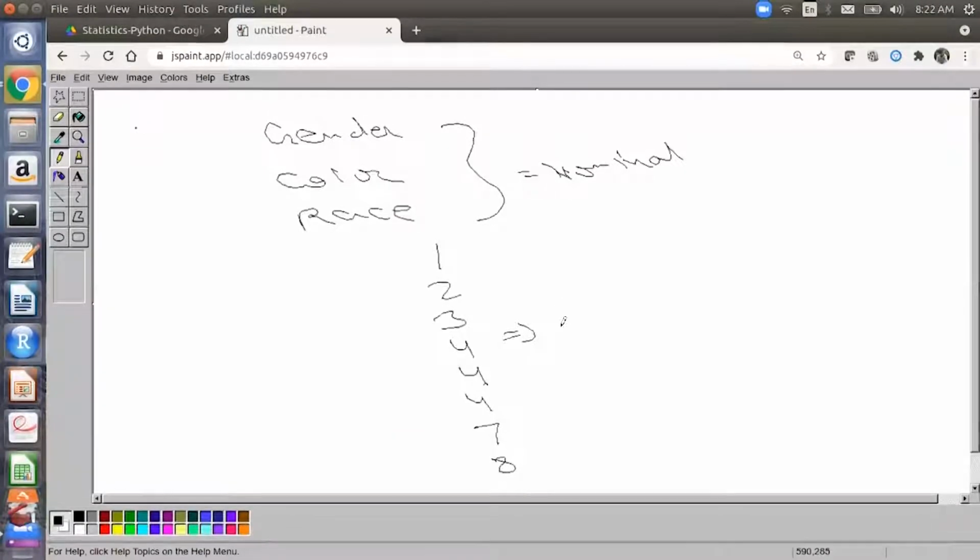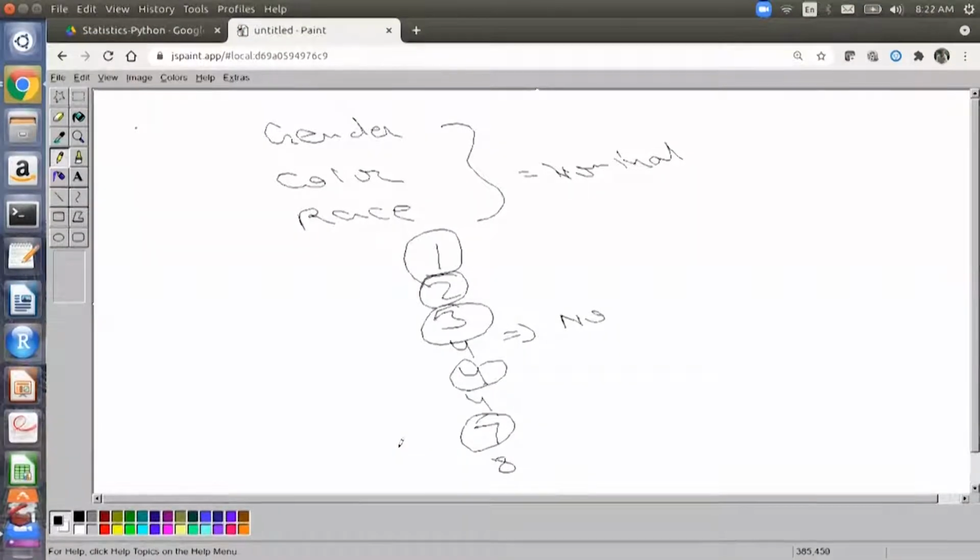Arithmetic operations? No. Correct? We cannot do them. But they carry certain numerical information. We know 1 is better than 2. Yes or no? 4 is better than 7. Yes. So a certain amount of numerical information it carries, greater than or less than, but still you cannot do arithmetic operations on that. So this kind of data is called ordinal data. Is the difference between nominal and ordinal clear, guys? Okay.